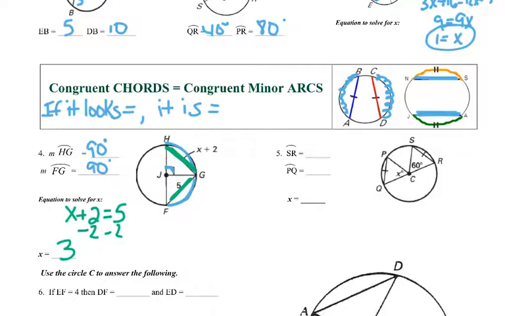Here the 60 degrees, because these two are equal, that's going to match 60 degrees, so X is 60 degrees. So these arcs are the same, central the same, 60, 60, 60. If it looks equal, it is equal. Everything's 60.